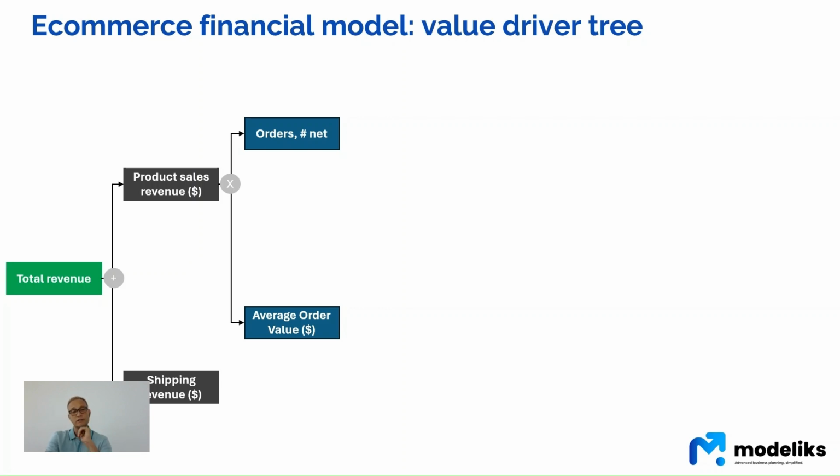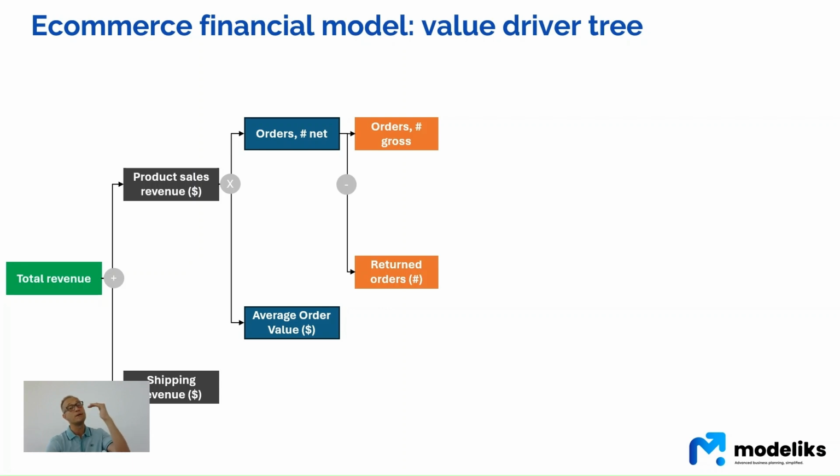Now, how are we going to calculate the number of net orders? In an e-commerce business, returns of orders is an inevitable thing. It's a typical thing. So first, we have to calculate the total gross number of orders that we are going to generate with our business, and then subtract the returned orders from the gross orders in order to come to the net number of orders that we generate. So how are we going to calculate the gross number of orders?